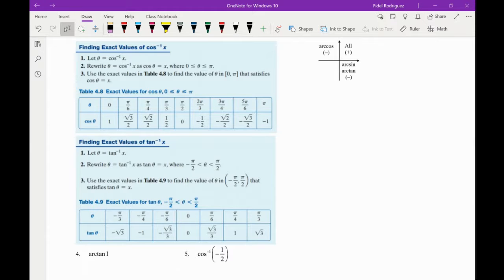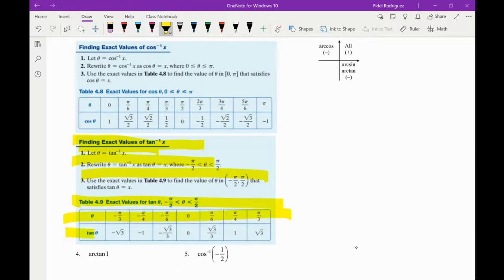Okay, arctangent of 1. Remember, arctangent of 1 tells me the first thing I need to be looking at is this piece right here, because we're dealing with the arctangent. Anybody know what the arctangent of 1 is? Pi over 4.